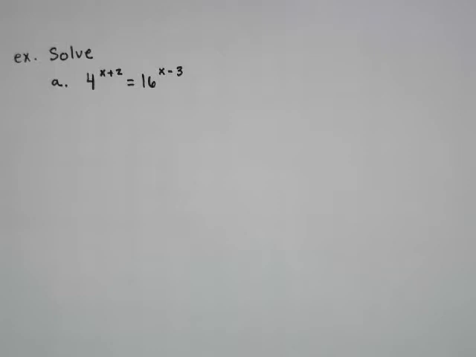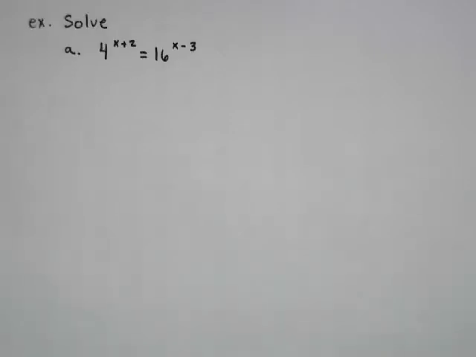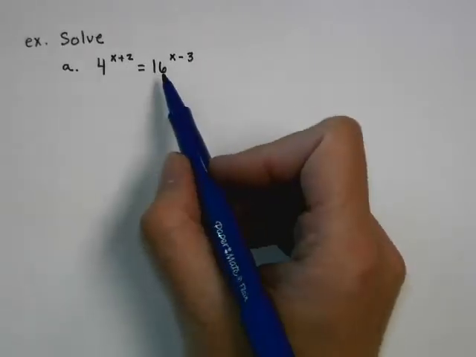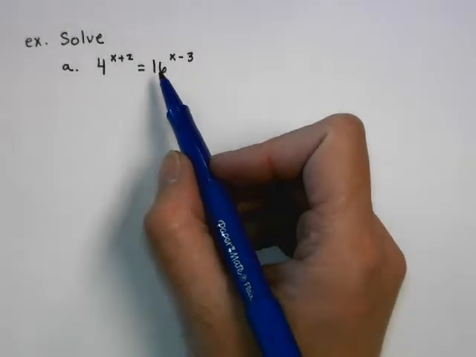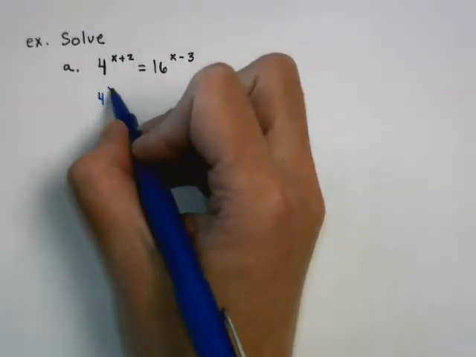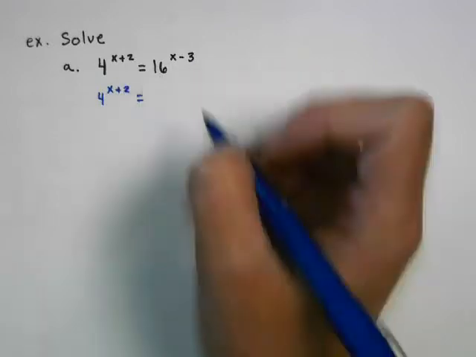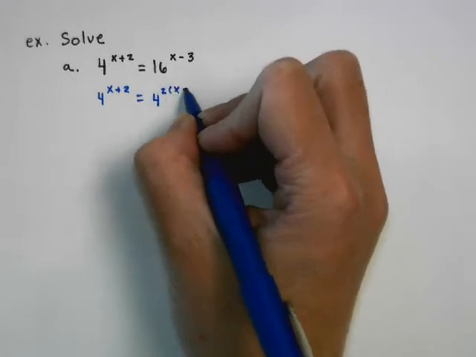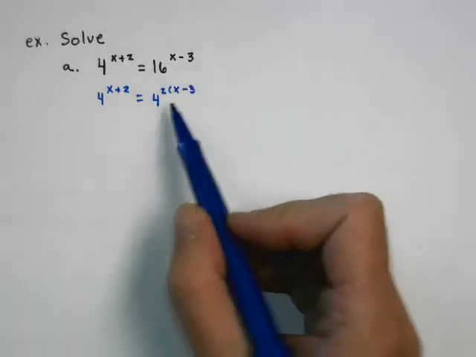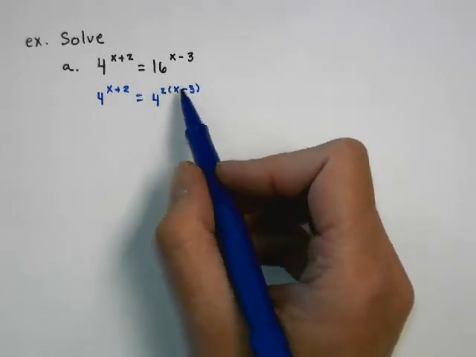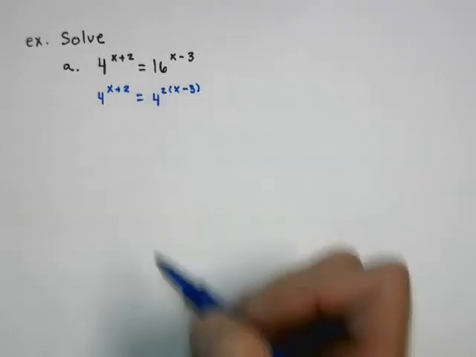We can use the one-to-one rule for a problem like this. So 4 to the x plus 2 equals 16 to the x minus 3. If I can rewrite this so that we have the same base, then we can eliminate the bases. We can rewrite 16 as 4 squared, then the 2 is multiplied there.